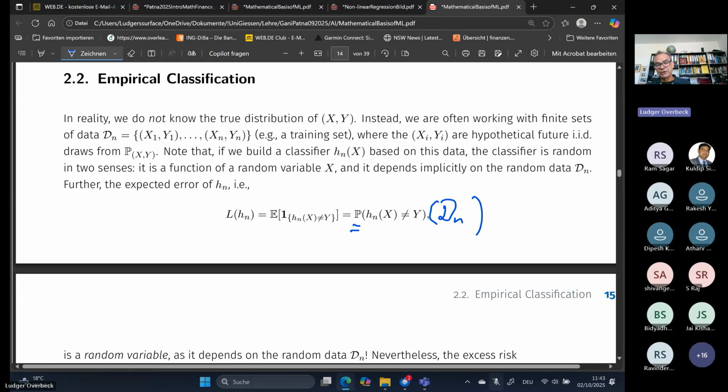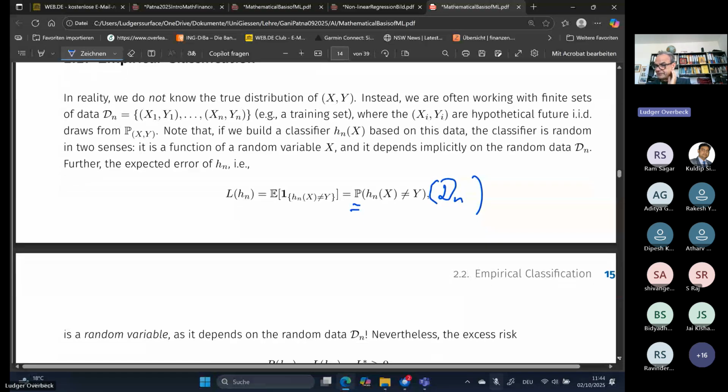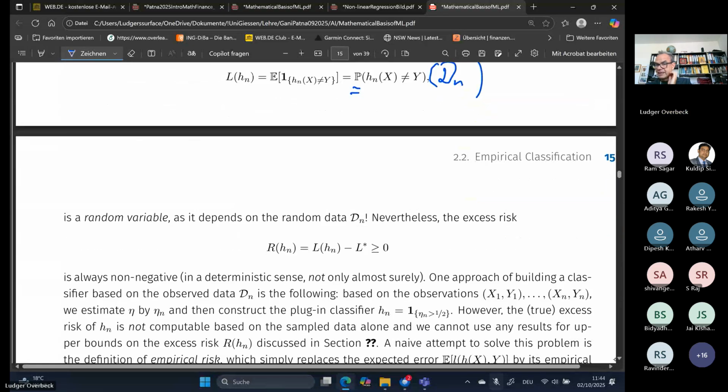So your data, of course, are also random, or are also changing over time. Or if you do it in India, you have different data than you do it in Europe or whatever. You have two sources of randomness.